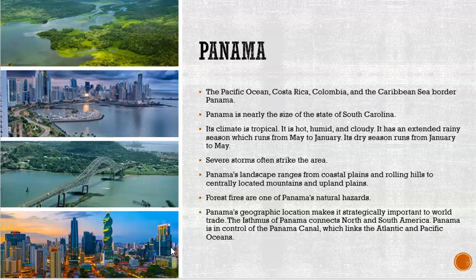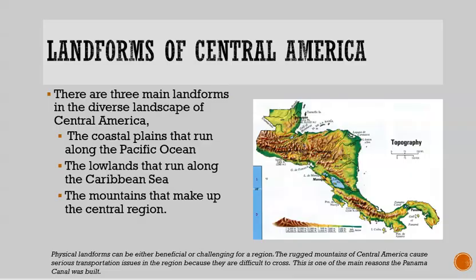Its climate is tropical, severe storms strike the area, but forest fires are one of Panama's natural hazards. We've talked about Panama's geographic location, making it strategically important to world trade. The Isthmus of Panama connects North and South America, and Panama is in control of the Panama Canal, which links the Atlantic and Pacific Oceans.